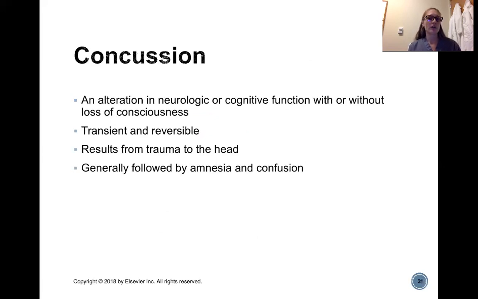So when we refer to a concussion, we're referring to an alteration of neurological or cognitive function with or without loss of consciousness. And this is a result of head trauma. It is transient and reversible when it happens once. We've all heard lots of research recently about the effects of multiple concussions, but one concussion is transient and reversible. The child typically has some amnesia and confusion following the actual injury.